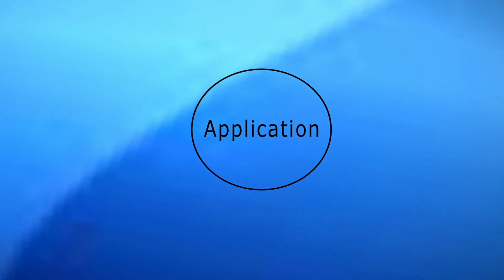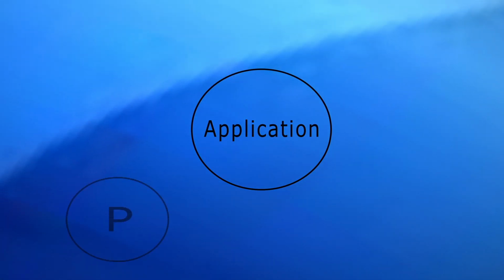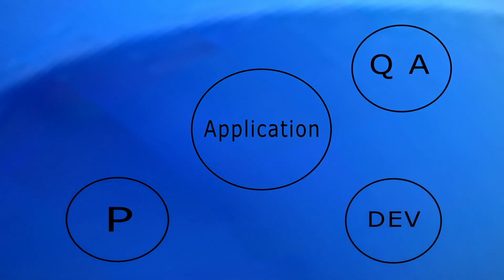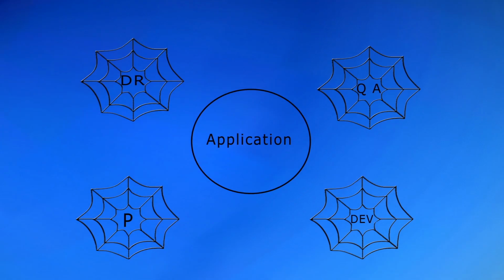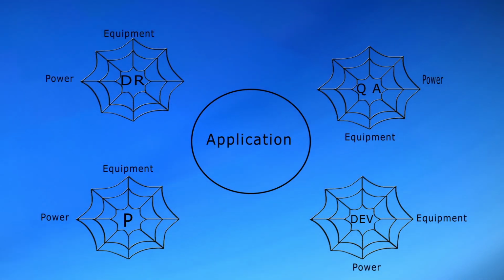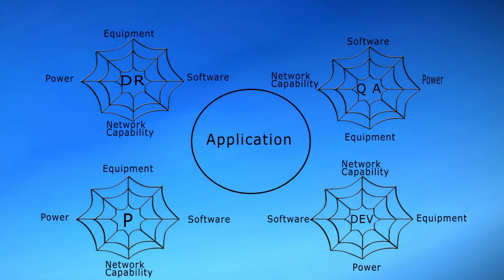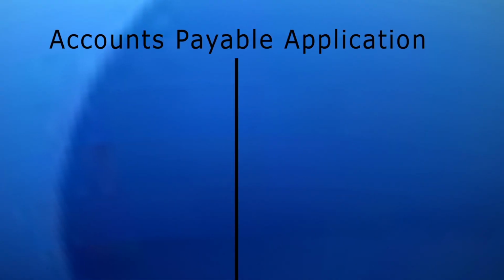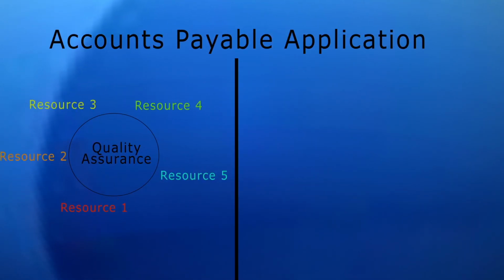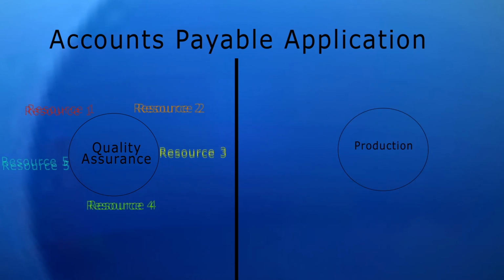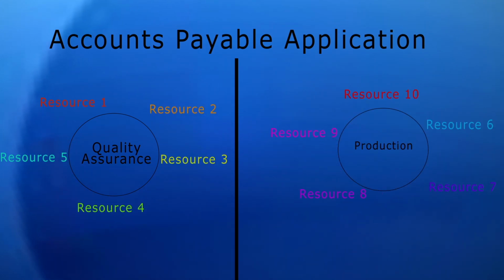Mission-critical applications run in multiple modes: production, development, quality assurance, etc. Each mode of the application has its own web of supporting equipment, power, software, and network capability. Obtain DCIM is able to model an application, each of the modes it operates in, and the resources used by each mode. In our example, the quality assurance mode of the accounts payable application uses a different set of resources than the production mode of the same application.